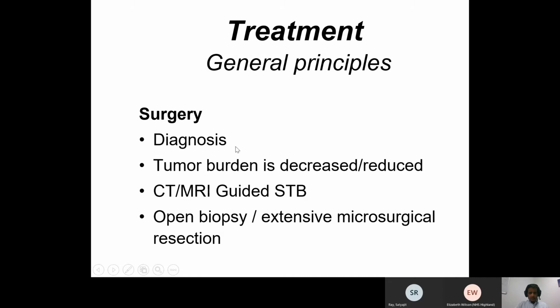You can debulk, that means you can reduce the tumor burden. You can do complete excision sometimes. It's not always possible to do complete excision, but subtotal or complete excision is possible in some areas. Only sometimes debulking is possible, or only a biopsy is possible. And the biopsy can be an open biopsy, or it can be a CT guided or MRI guided biopsy, stereotactic biopsy they call it. Often they use neuronavigation, that means using intraoperative MRI to operate, with extensive microsurgical dissection, taking hours and hours to do complete resection.